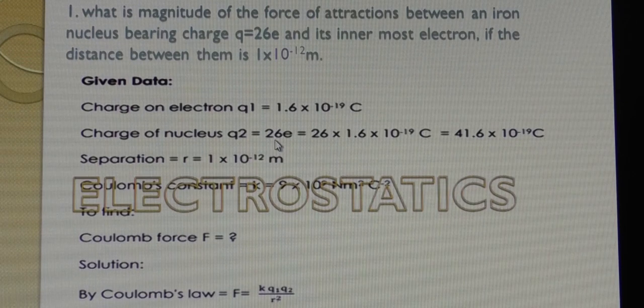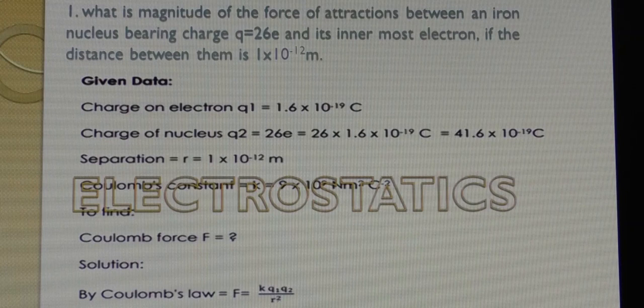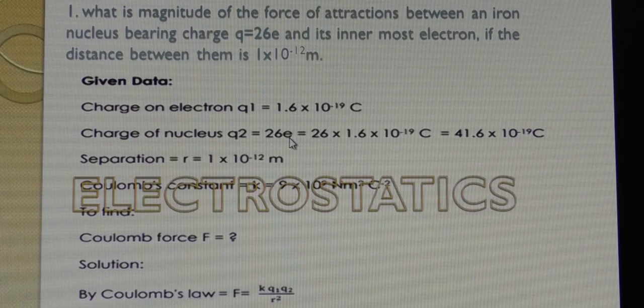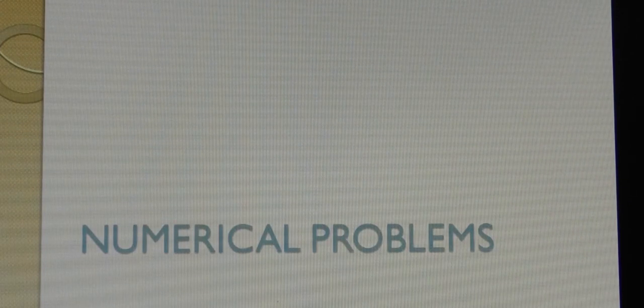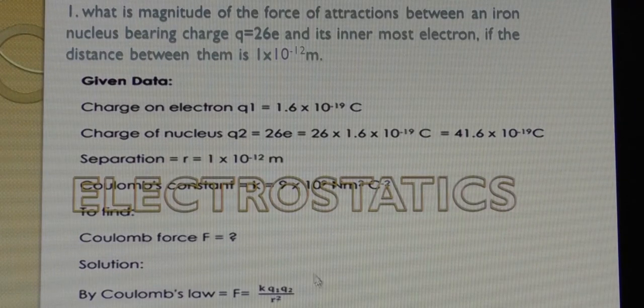If you remember the first lecture, I told you about quantization of charge, Q is equal to n into e, where n was the number of charged particles, and here this equation is coming from that basic equation. So Q2 is equal to 26 into e. 26 is the number of particles, and e is the charge on the charged particle, that is the electron. So we multiply 26 with e, which gives 41.6 into 10 raised to the power minus 19 coulomb.